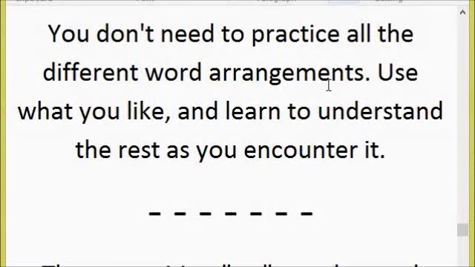You don't need to practice all the different word arrangements. Use what you like, and learn to understand the rest as you encounter it.